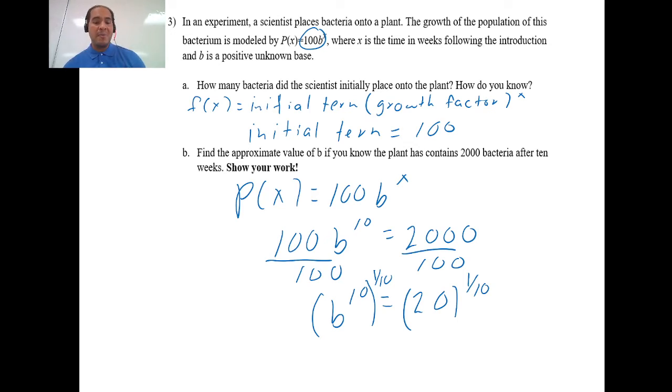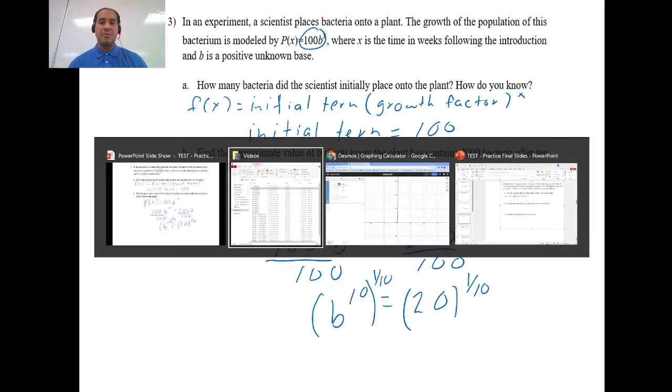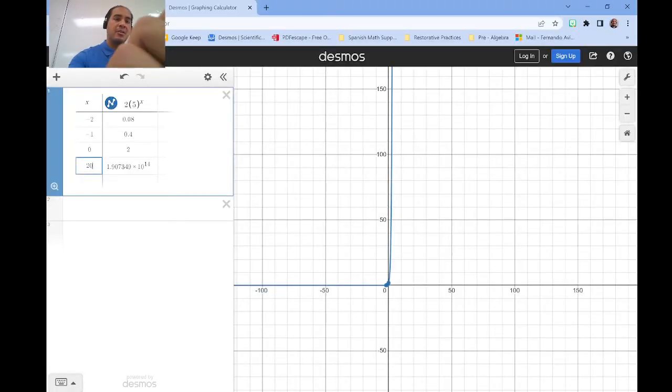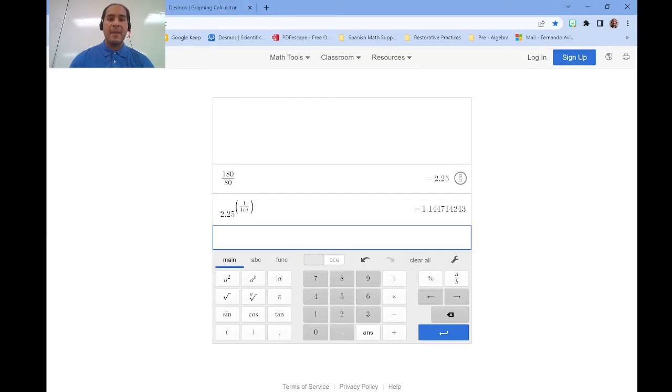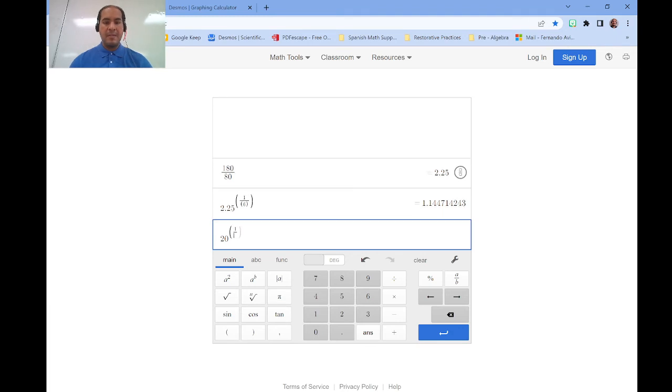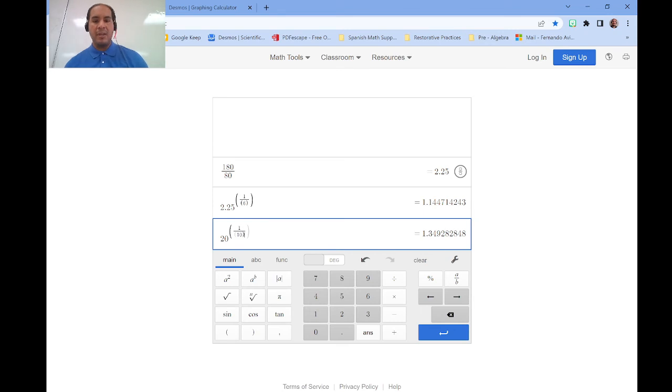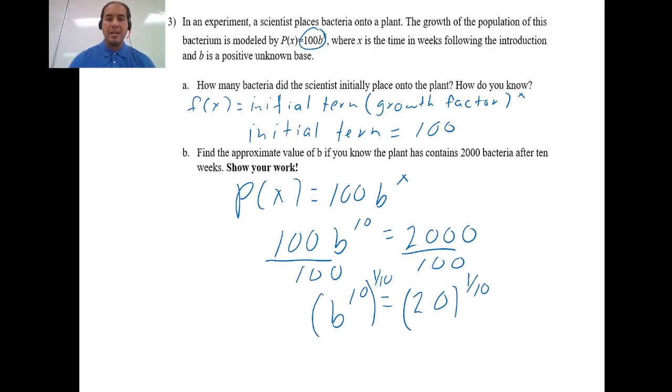We're going to go from here and jump into our Desmos graphing calculator. So let's go to our scientific calculator here. And we're going to type in 20 to the power of 1 divided by 10. And there is our value, 1.349. So we're going to go ahead and leave that rounded to 1.349. So b is equal to 1.349. And that is what we call our growth factor.